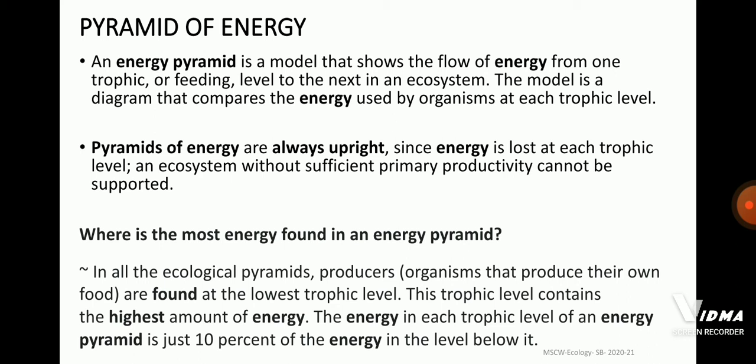You should be in a position to tell me where the most energy is found in an energy pyramid. In all the ecological pyramids, producers, that is the organisms that produce their own food, are found at the lowest trophic level. This trophic level contains the highest amount of energy. The energy in each trophic level of an energy pyramid is just 10% of the energy in the level below it.